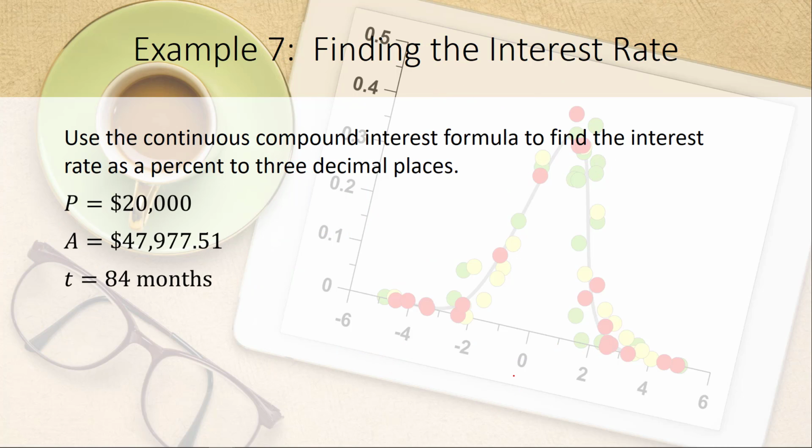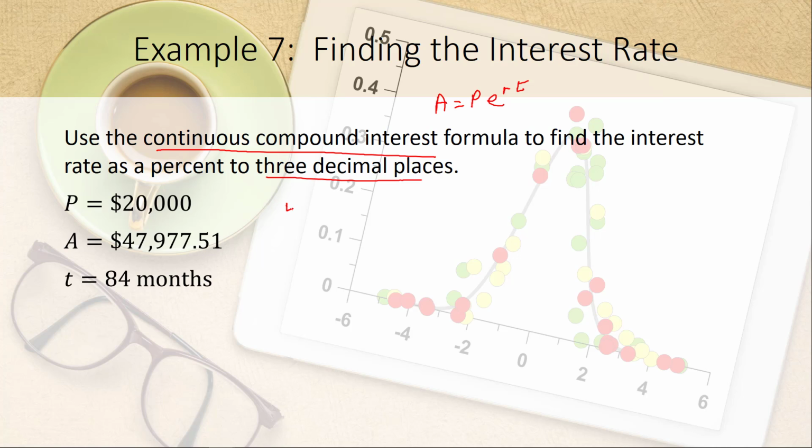For our next problem, we are compounding continuously, and we want to find the interest rate as a percentage to 3 decimals. Since we're compounding continuously, our equation is A equals P times e to the RT. P is $20,000, A is $47,977.51, and T is 84 months, which is basically 7 years.